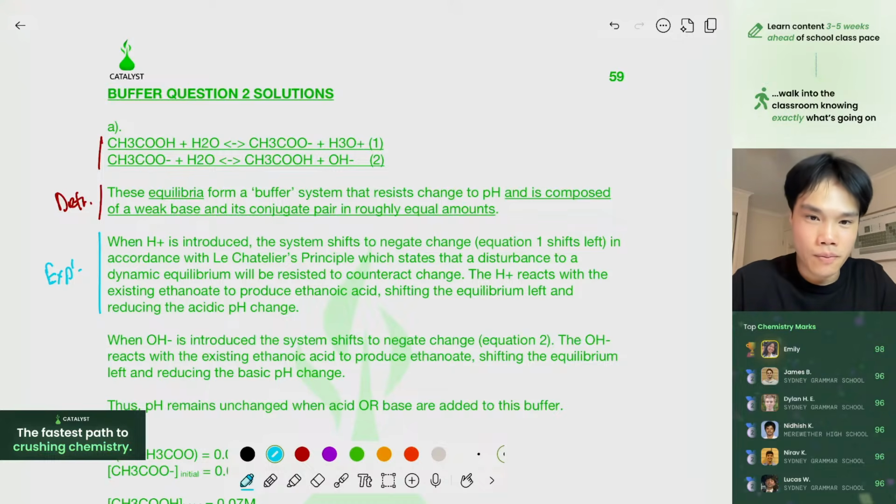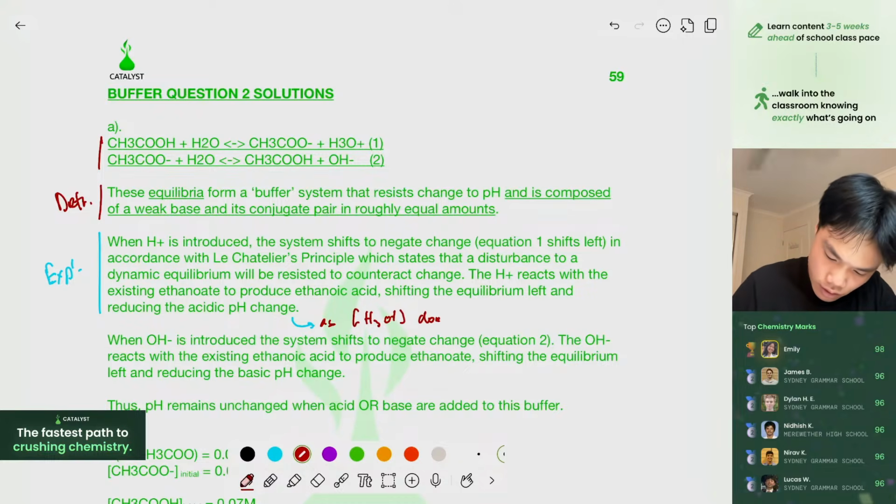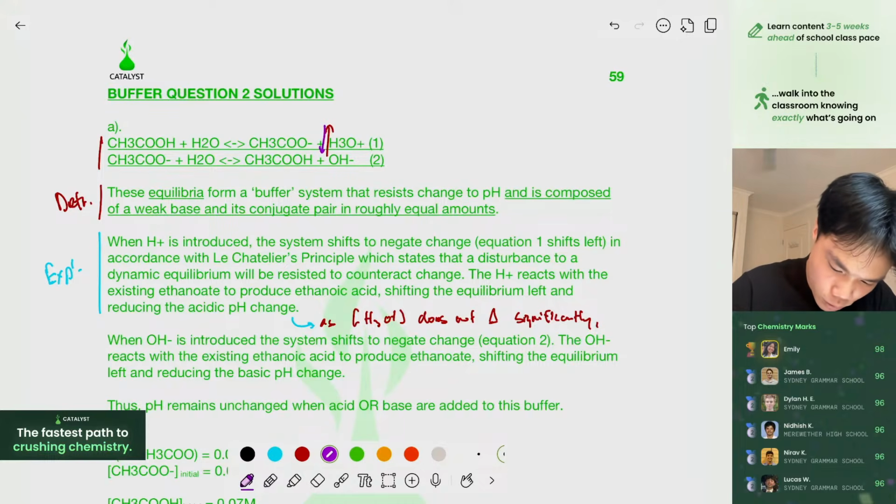The second part is then the H plus reacts with existing ethanoate to produce ethanoic acid, shifting equilibrium to the left and reducing the acidic pH change. And you can add on, if you want extra detail, as concentration of H3O plus does not change significantly. As we said, using the arrows, if H3O plus goes up, the resistance is going to be pretty much the whole way back, and so the net change is very small.